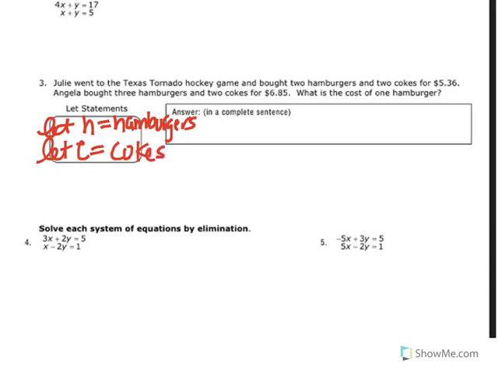And not just Cokes, this would be the cost of the hamburgers and the cost of the Cokes, because that's what we're looking for here, the cost of one of the hamburgers. Okay, so let's come up with 2 equations. This should not be too difficult because it tells us 2 hamburgers and 2 Cokes for $5.36. So we're going to say 2H plus 2C equals $5.36.